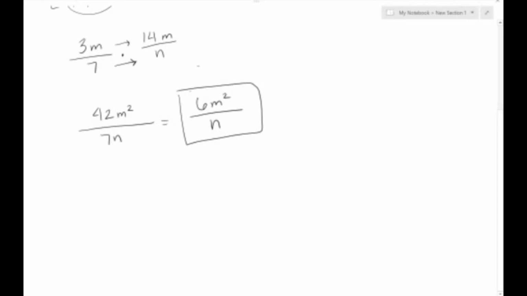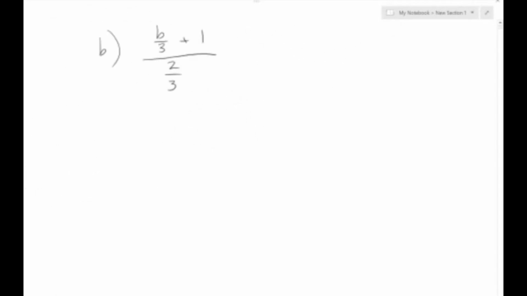So 3 times 14 is 42, and then m times m is m squared, over 7 times n is just 7n. And actually this simplifies. You can take a minute to write this down. And this simplifies to just 6m squared over n. And that's my answer.